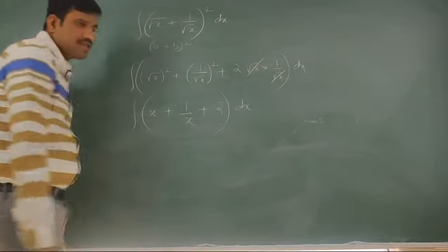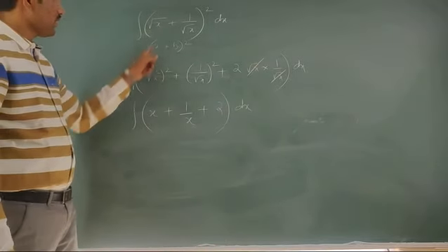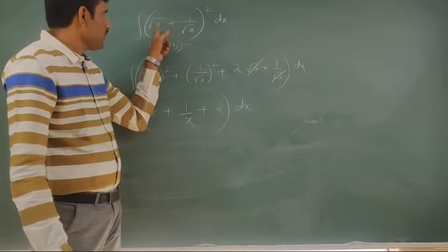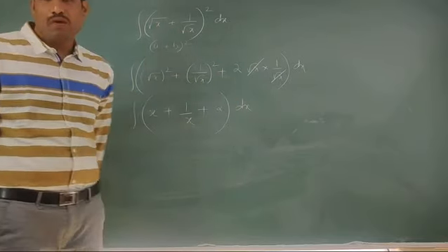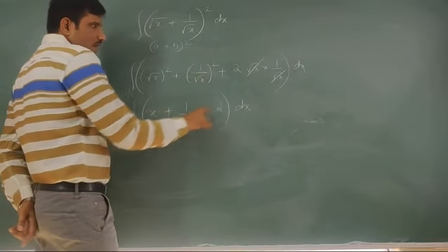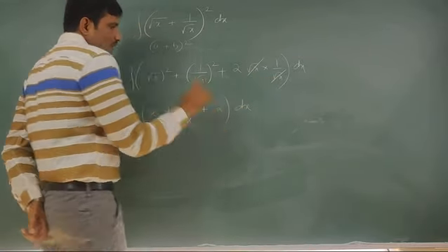Is it clear? So I am expanding (a plus b) whole square, that is root x square plus 1 by root x square plus 2ab. What is a value? Root x. What is b value? 1 by root x. Now root x square is x, 1 by root x square is 1 by x. Here root x gets cancelled, we are left with 2.